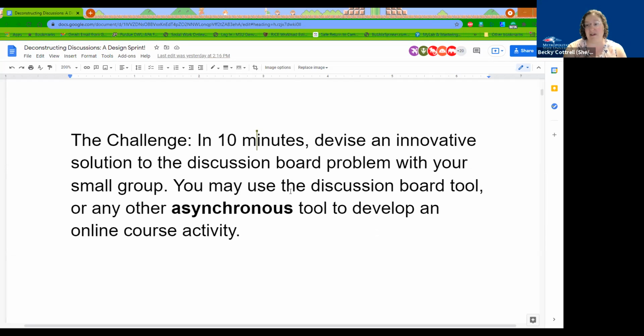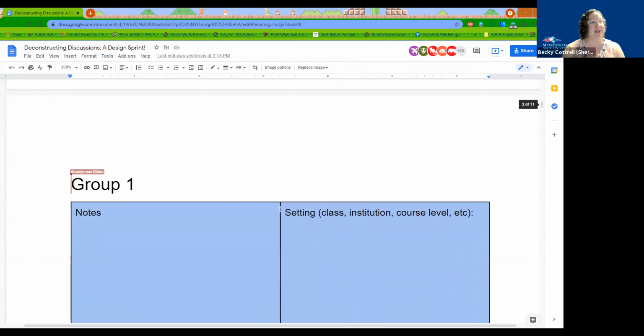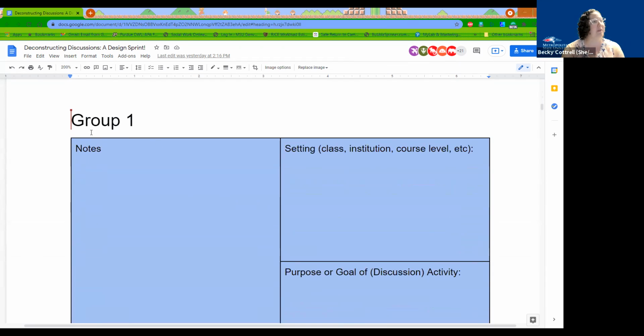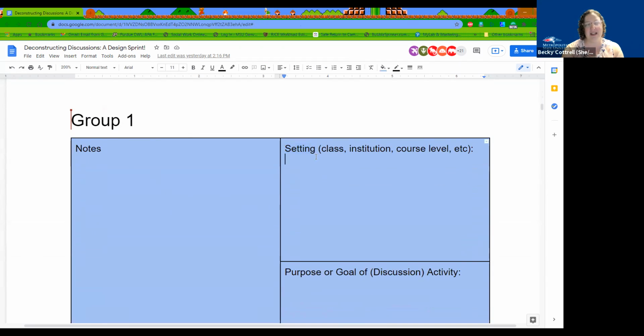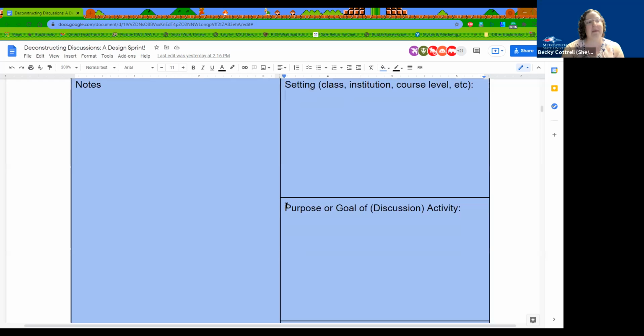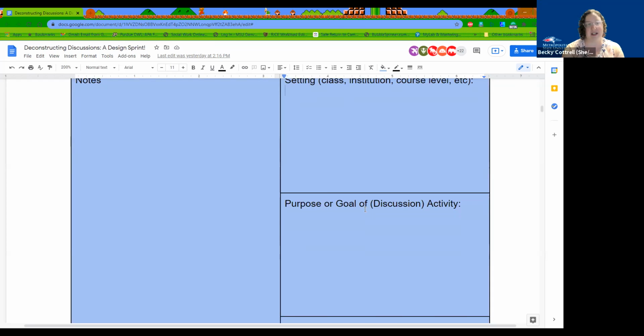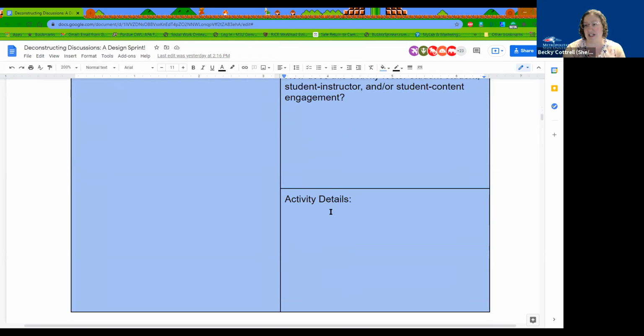So as you pop in, everyone will have a group. And if you scroll down, you'll see the groups here below. So once you're in your group, there's a space for notes on the left as you do some brainstorming. And then I'll ask you to develop a setting for your class, a purpose or the goal of your discussion or other activity. The question is, how does this activity foster student to student, student to instructor, and or student to content engagement? And then of course your activity details. So that's our basic setup here. Any quick questions before we break out into groups?